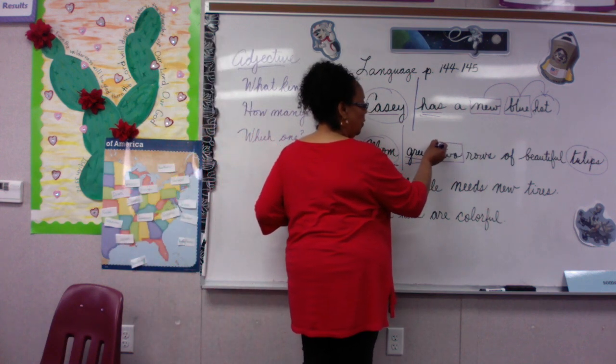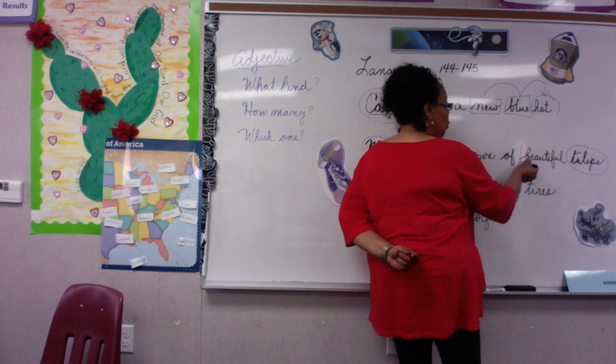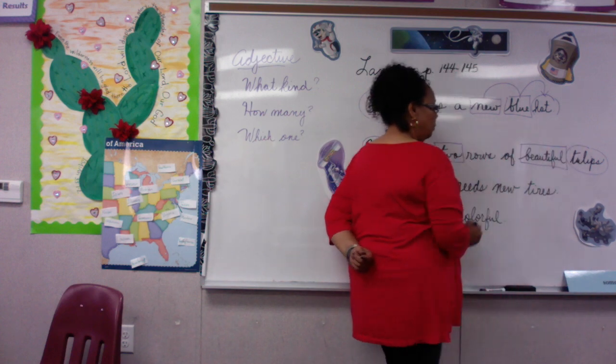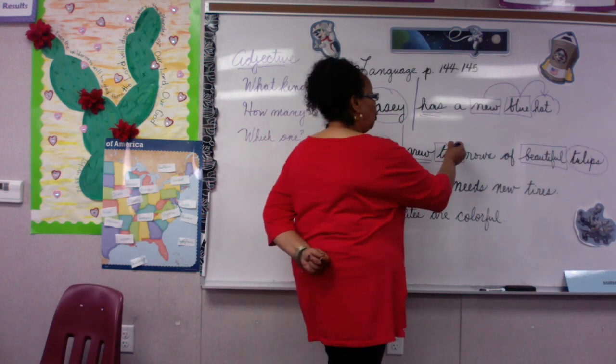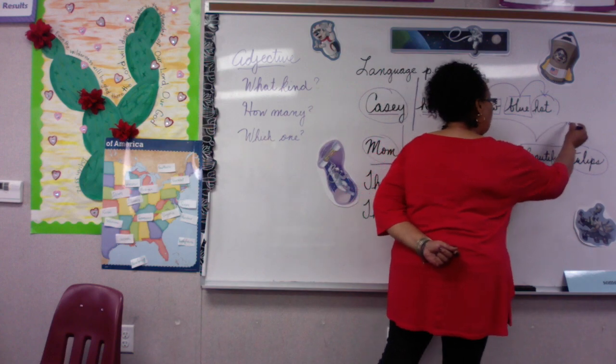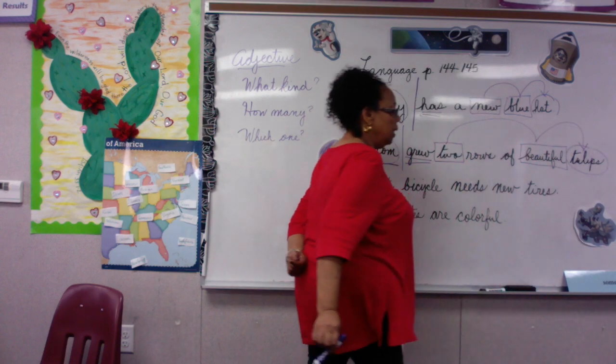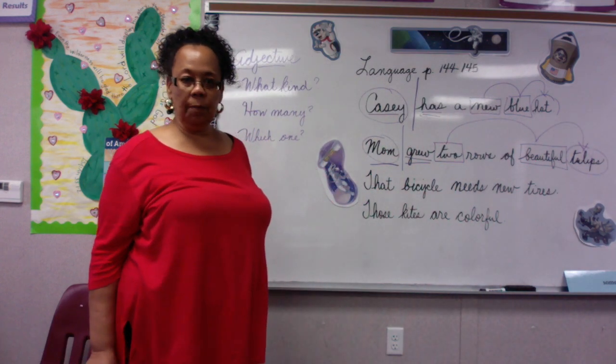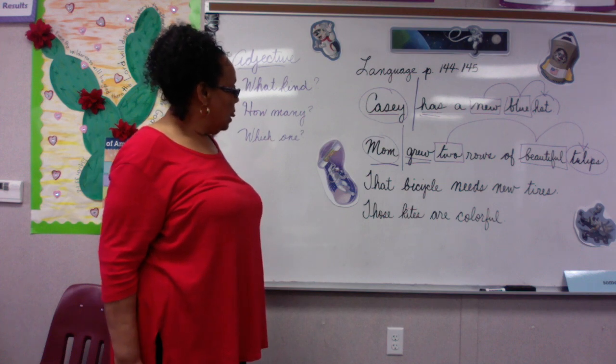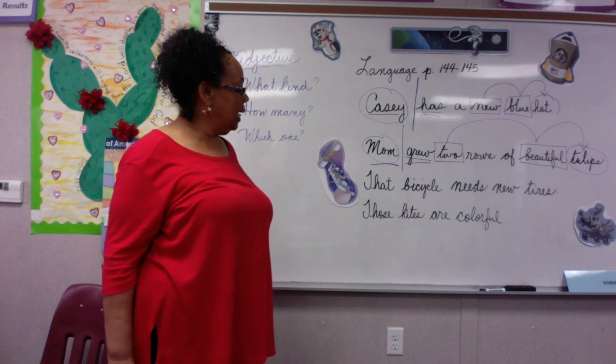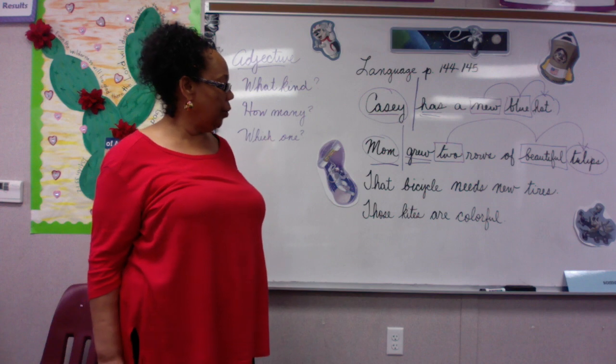2 is an adjective. Beautiful is an adjective. 2 and beautiful are modifying tulips. They are describing the tulips. Next one. That bicycle needs new tires.